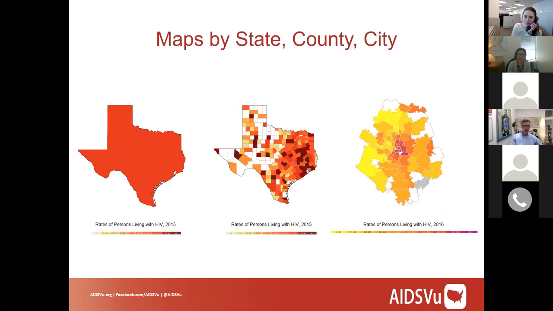AIDSVu can map HIV data at the state, county, and zip code level. Here's an example of HIV data in Texas at the different levels. The data at the zip code level are shown on the far right here for the city of Austin. As you can see, when you map out HIV data at the local level, so at the county and zip code level, you can really get more of a sense of where the epidemic is affecting people most heavily and point to where the resources and prevention efforts are most needed.